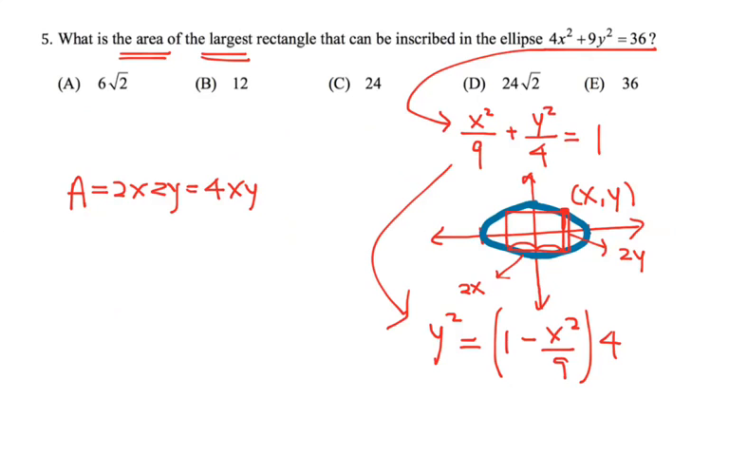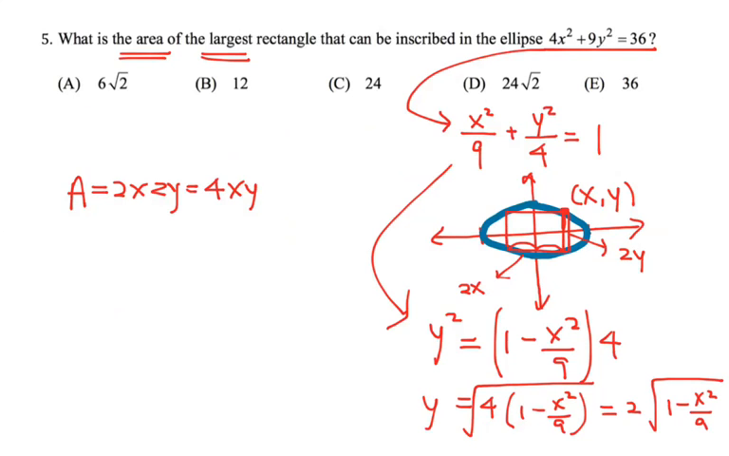In other words, we get 4 times 1 minus x squared over 9, but that's y squared, so to get y, all we have to do is take the square root of it. Then this becomes simply 2 square root of 1 minus x squared over 9. That's what we end up getting. Alright, then I can rewrite this as 4x times 2 times square root of 1 minus x squared over 9.